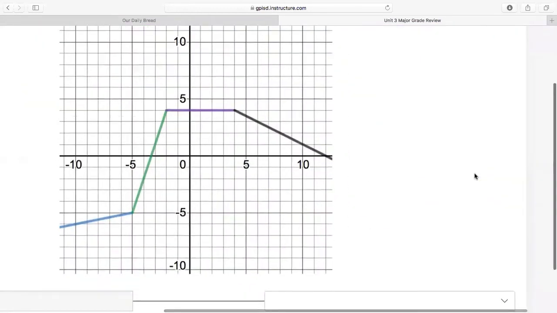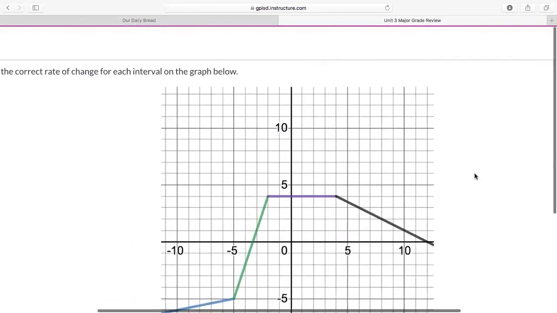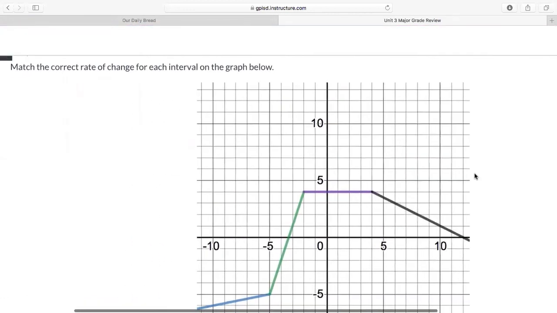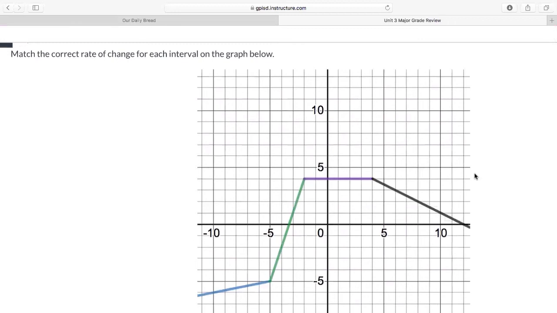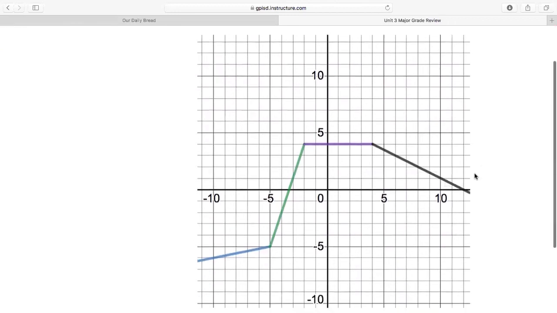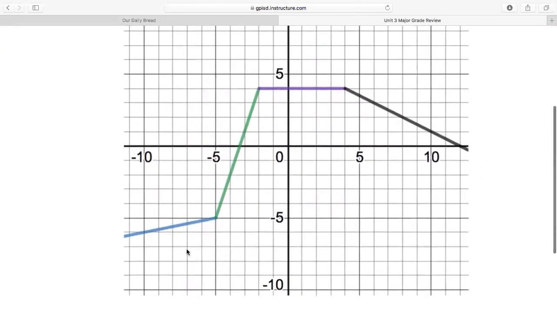All right, let's go to number 6. So we're trying to find the slope. It says find the rate of change for each interval. So we're finding the slope of each line here. So the blue line, green line, purple line, black line. So slope, how do we find the slope of a graph? Rise over run. So let's do the blue line first.